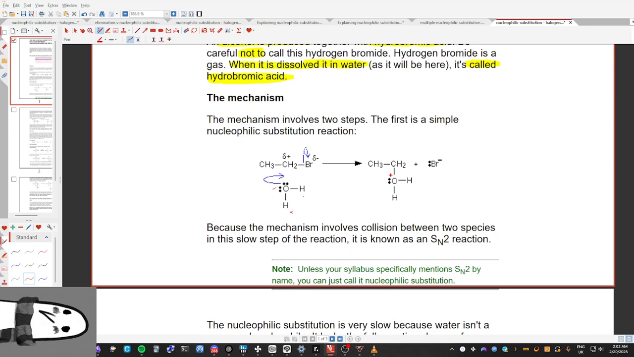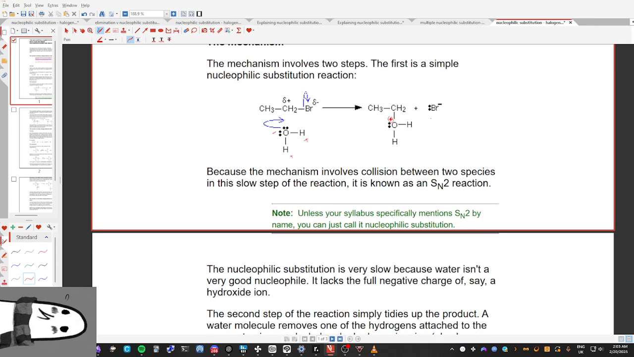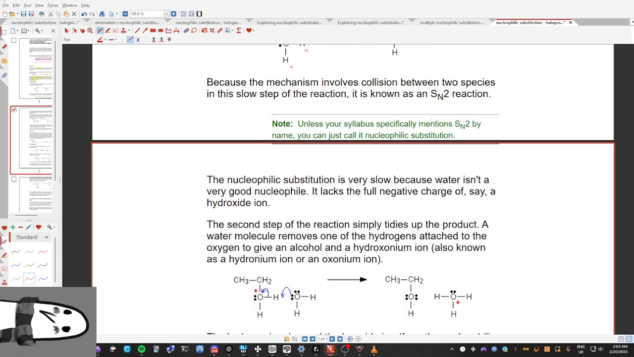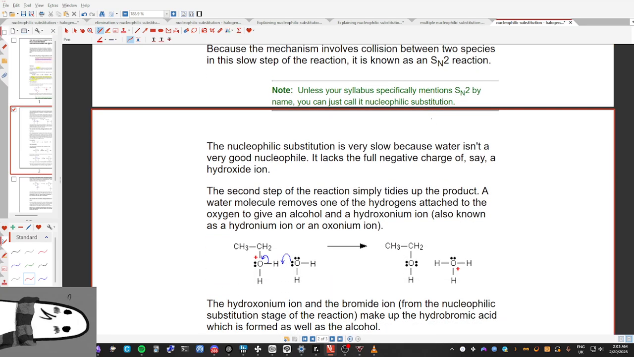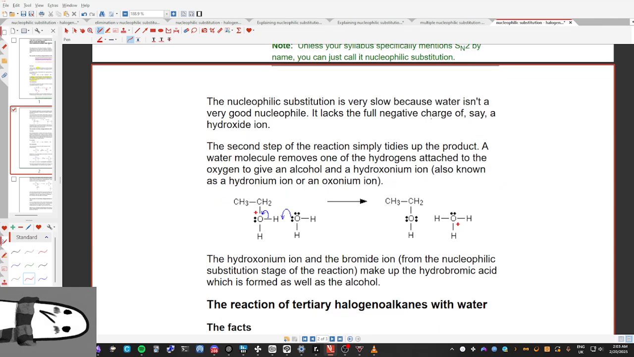and these are going to be plus, and you have this plus and this minus, then you're going to have one with a double bond, and you're going to have a positive charge over here, and the bromide is going to exit over there. Because the mechanism involves a collision between two species, it's SN2. Now the nucleophilic substitution is very slow because water isn't a very good nucleophile. It lacks the full negative charge of, say, a hydroxide ion.